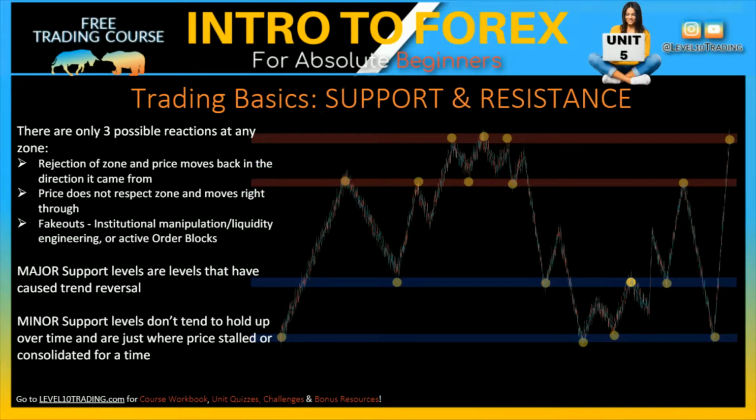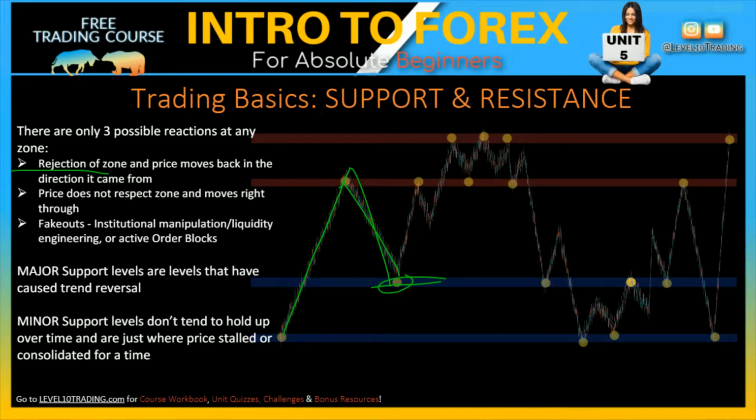And lo and behold, look, price comes right up. It does go a little bit further past. And what happens? Price rejects, bam, and it goes back down to the previous level. And you might have entered that way. And so the first thing, the rejection of the zone, and price moves back in the direction it came from, absolutely did happen. It happened again with this zone right here.